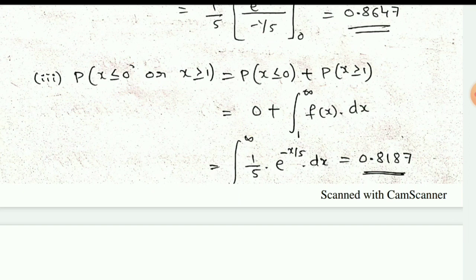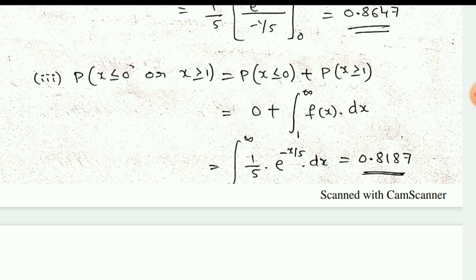So P of x less than or equal to 0 plus P of x greater than or equal to 1. Anyway, if it is less than or equal to 0, by the definition of exponential, it is always 0, right? 0 plus. Greater than or equal to 1, so lower limit is 1, upper limit is infinity. F of x into dx. Now f of x is 1 by 5 e power minus x by 5. As usual, same integration. Substitute, simplify, and you get the answer as 0.8187. So that's all from the first problem.